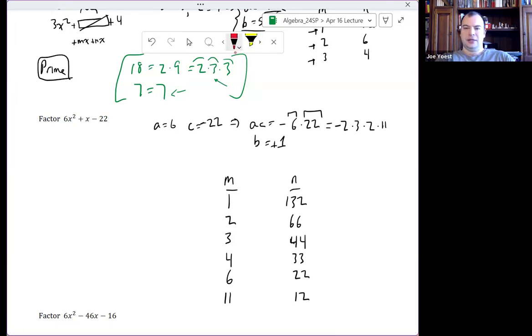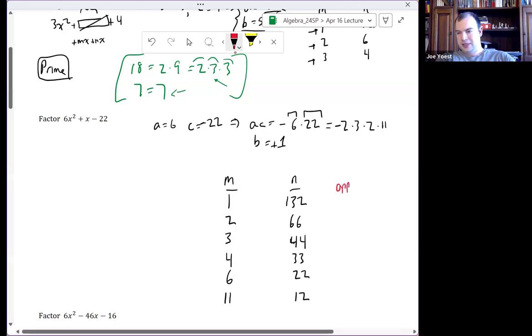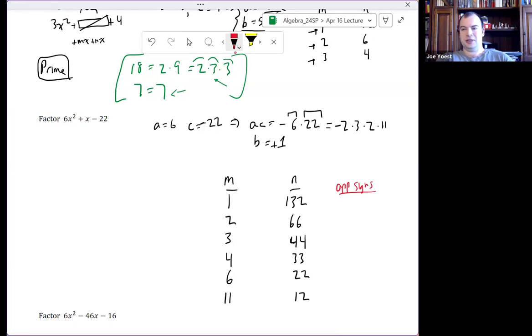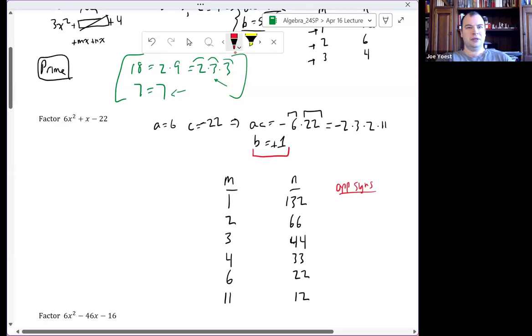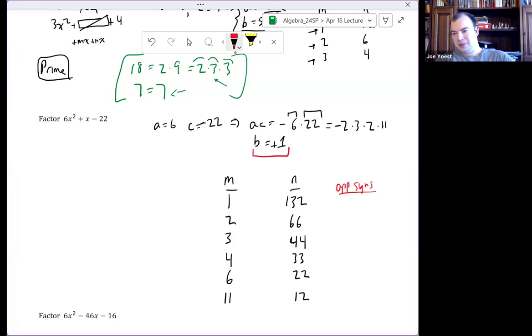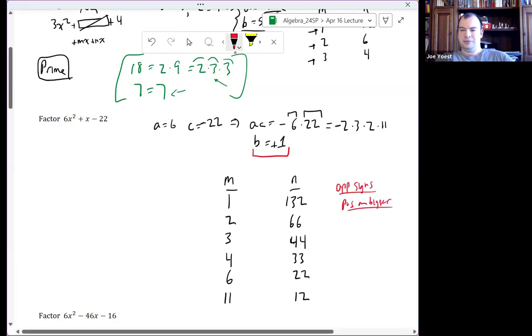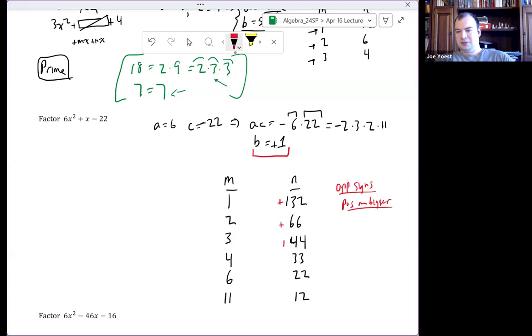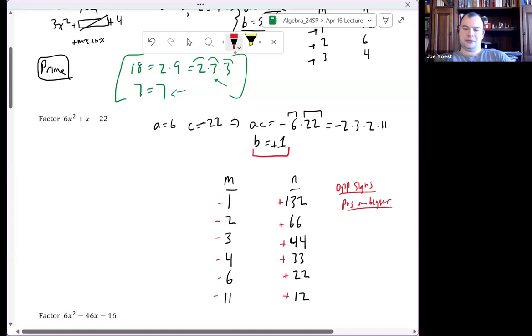I know that A times C is a negative number, so I have to have opposite signs. One has to be positive, one has to be negative. I know their sum has to be positive 1. So the positive has to go with the larger number in magnitude, the negative with the smaller number in magnitude, so that when I take the positive plus the negative, I end up with a net positive. So opposite signs and positive on the bigger number. So I'd have the positives going down here for n and the negatives on m.